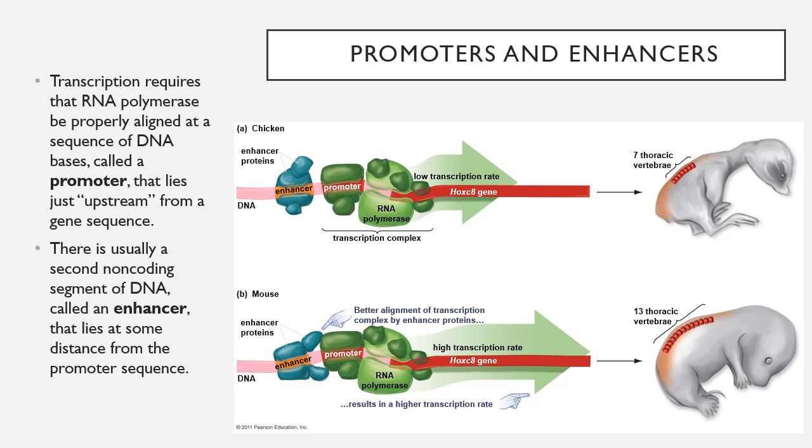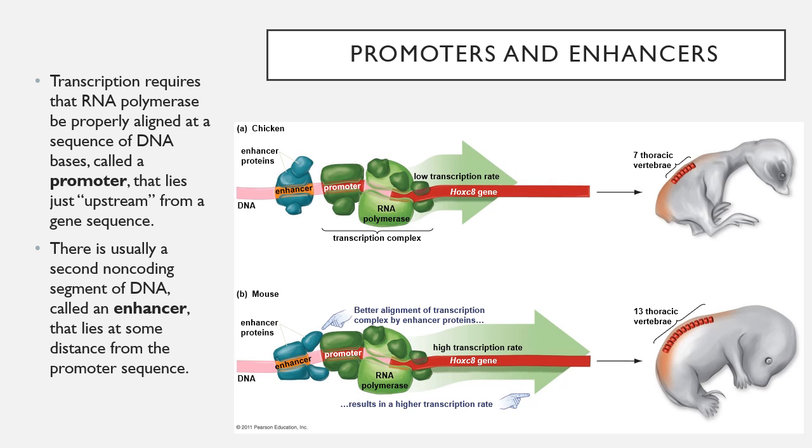There's usually a second non-coding segment of DNA called an enhancer. This doesn't code anything, but it is an enhancer, and it lies some distance from the promoter sequence. So somewhere before this promoter is something called an enhancer. And as you can see in this picture here, if there's a better alignment of the enhancer proteins, you will transcribe at a higher rate. So you will transcribe more of that DNA segment. It's the same DNA segment here, but when your enhancer is better aligned, it determines how often that DNA code gets read.